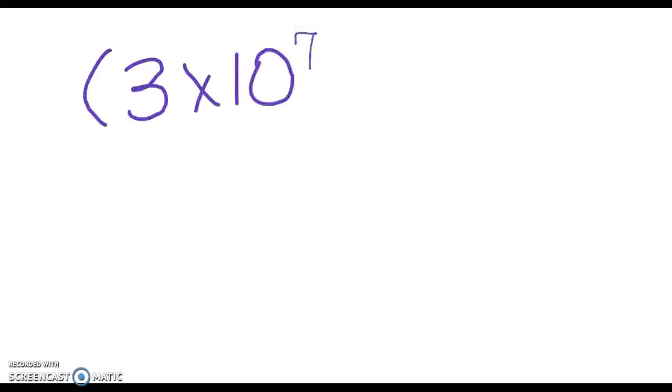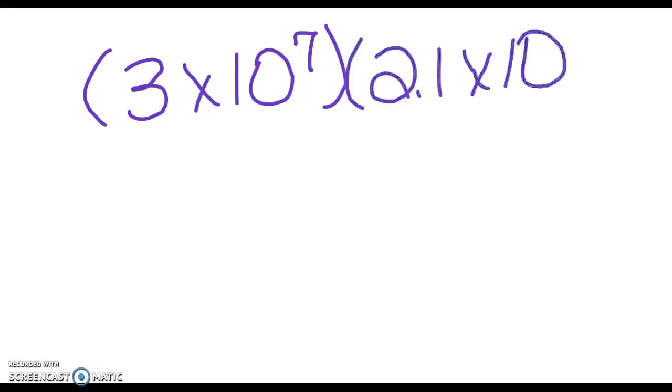If we're multiplying numbers in scientific notation, then maybe 3 times 10 to the 7th, and I'm going to multiply it by 2.1 times 10 to the 8th. I multiply the numbers in front. So 3 times 2.1, which is 6.3.